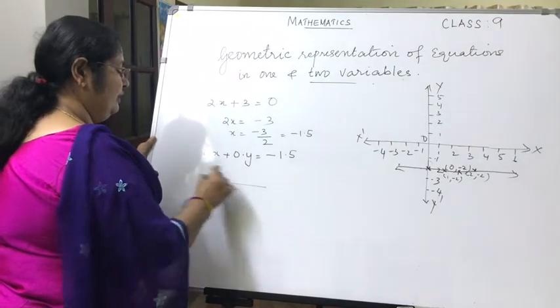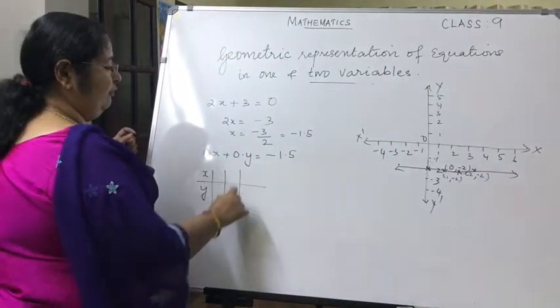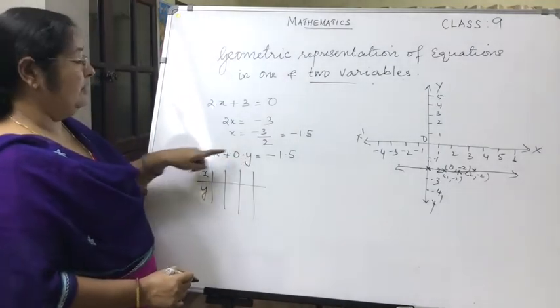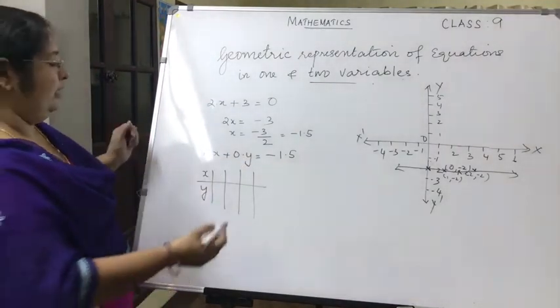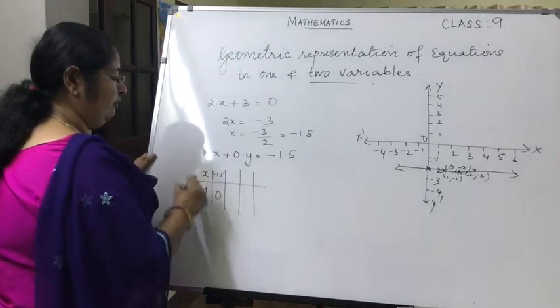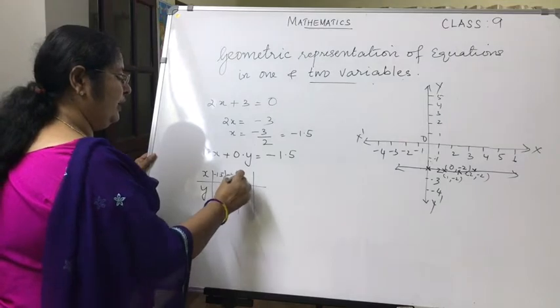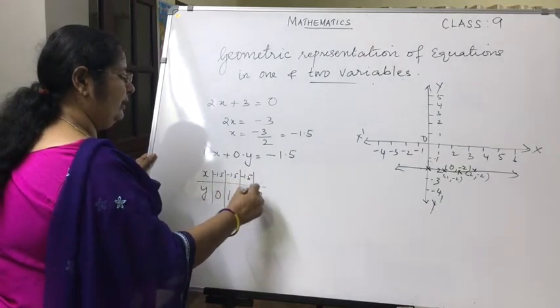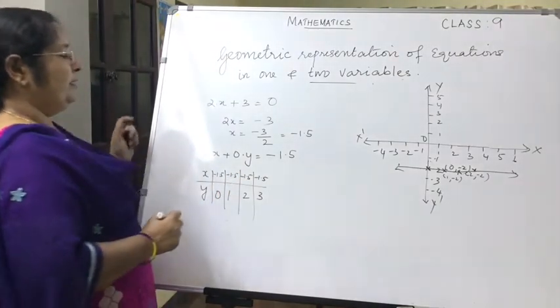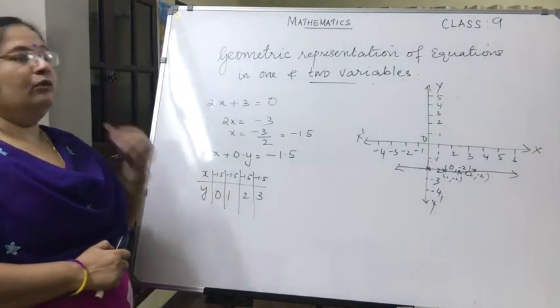Let us find the solutions. Whatever value you give for y, x will be what? Minus 1.5. So you give y as 0, x will be minus 1.5. y is 1, x is minus 1.5. y is 2, x is minus 1.5. y is 3, x is minus 1.5. So how will the graph be? Now you should be able to tell me how the graph will be.